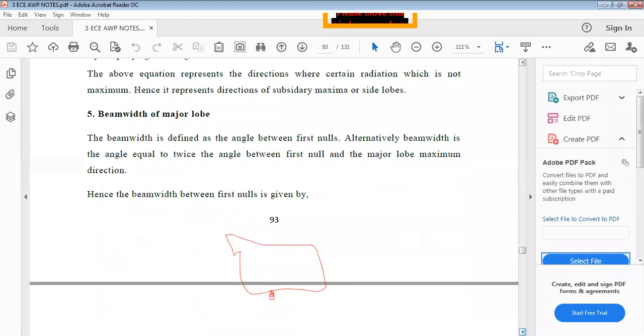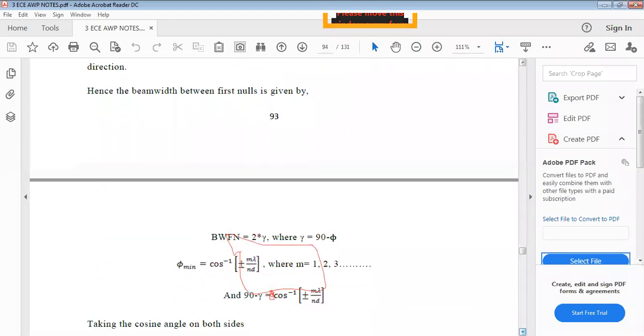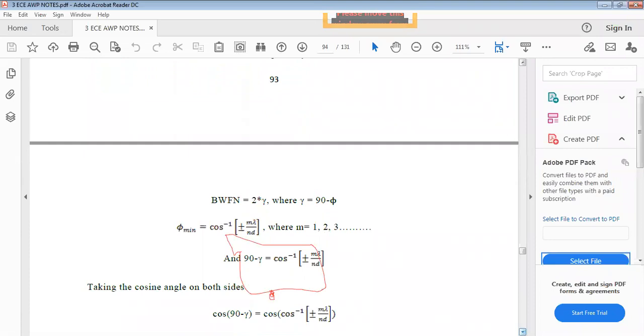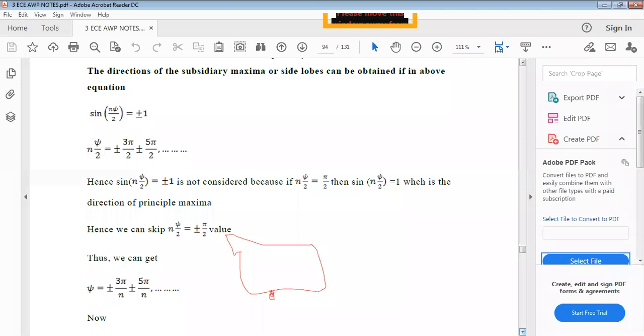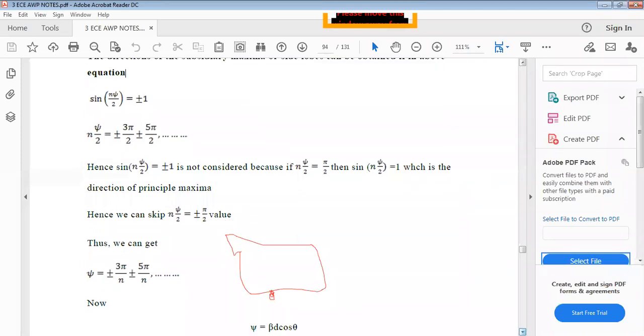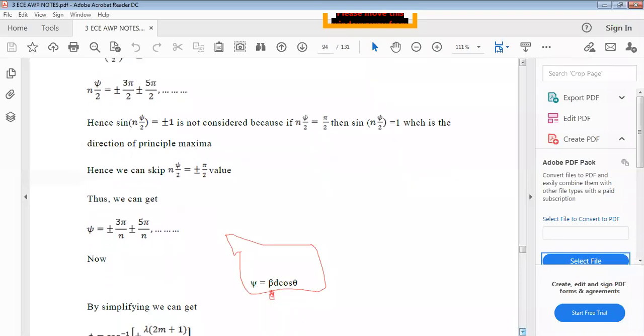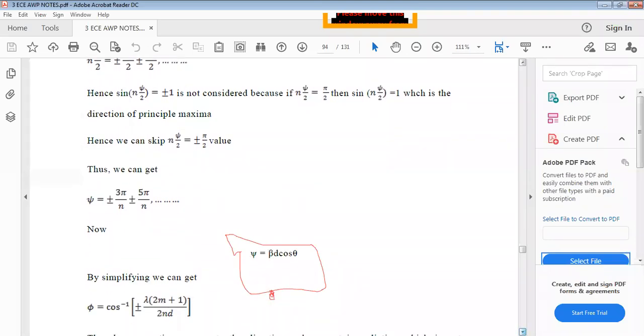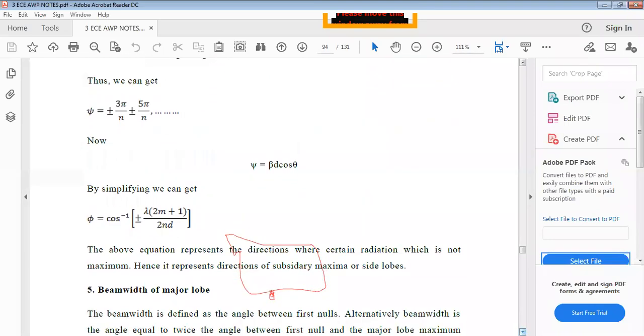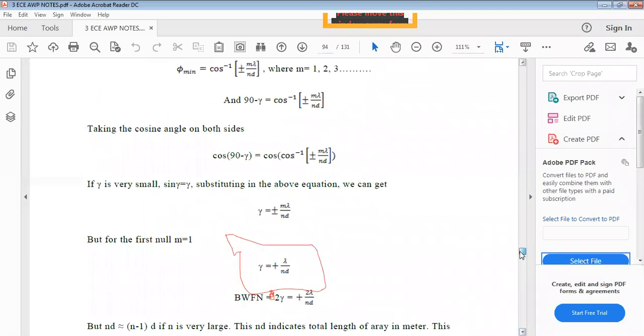Similarly, the beam width of the major lobe. What is the beam width here? How do you measure that beam width? Can I take the difference between maxima and minima? Half null beam width, or half power beam width I get. This is called full null beam width, BWFN or FNBW, both are the same.